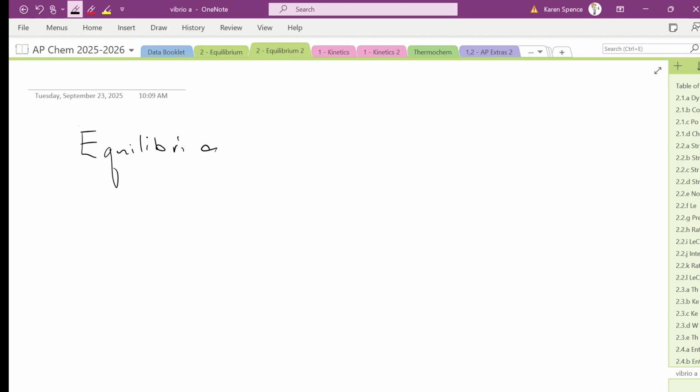All righty. Tell me things about equilibria. Yep. The rate of the forward is equal to the rate of the reverse. Okay, what else? Yes? Has to be a closed system.